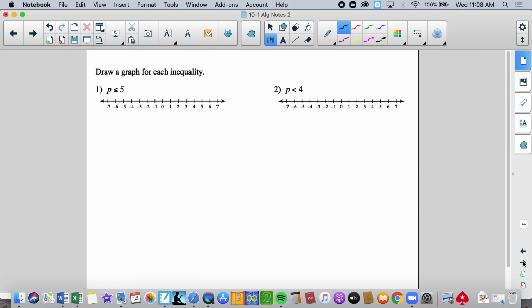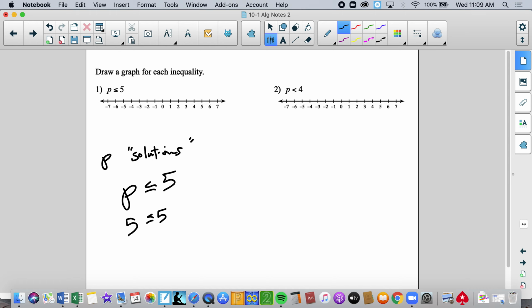So when we see P is less than or equal to 5, we know that the solutions are going to be less than 5 and equal to 5. So where on this graph? This is sort of that border right here between the solutions and the non-solutions. So if I plug in a 5 for P, is that less than or equal to it? Yeah, it's equal to it. So 5 is a solution.